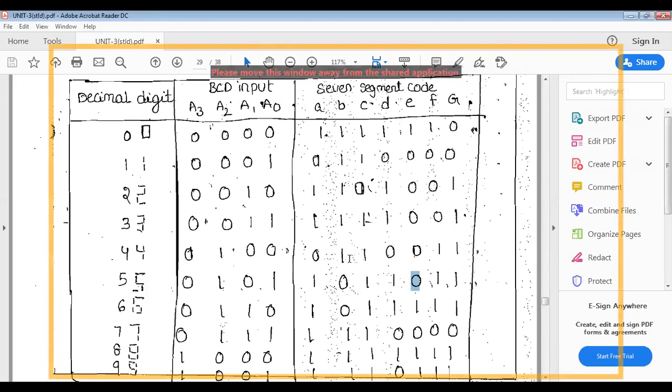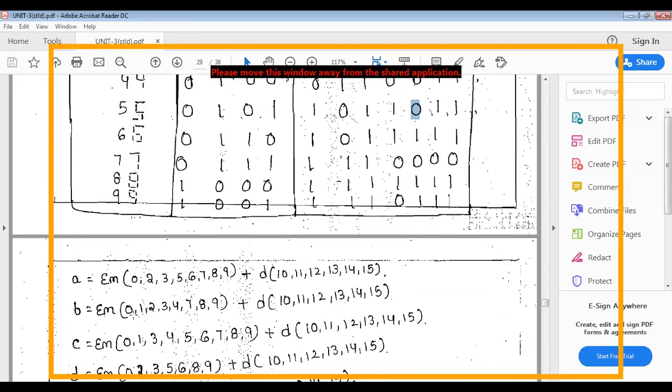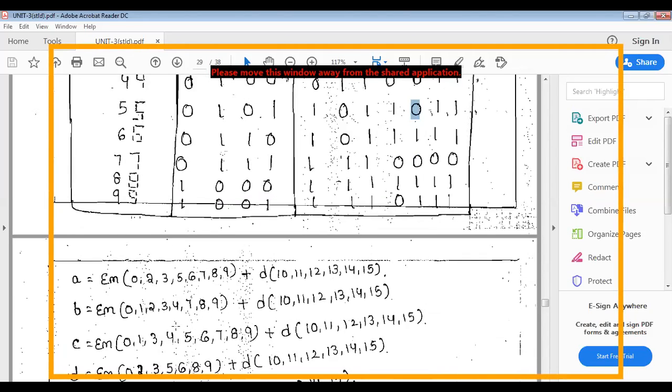And B, what are the minterms of B? 0, 1, 2, 3, 4, and we are not taking 5 and 6 because those are the zeros, and 7, 8, 9. The remaining, 10 to 15, are don't cares. Okay.